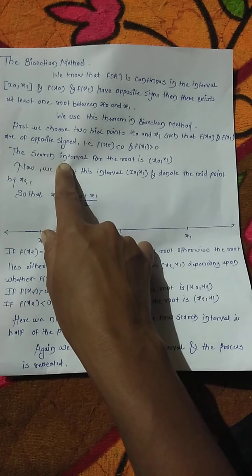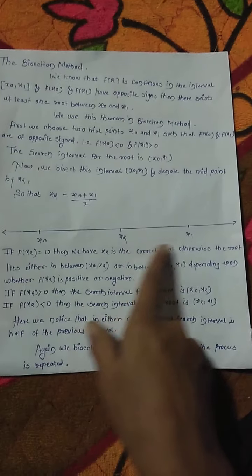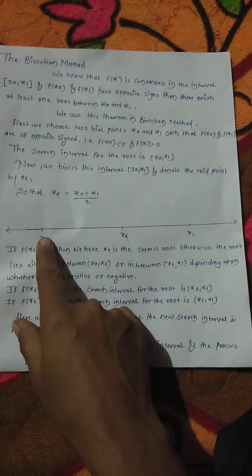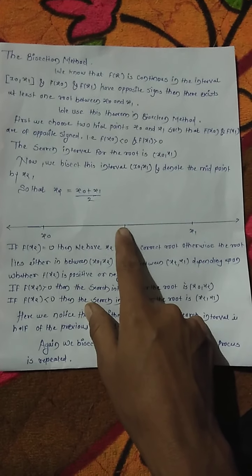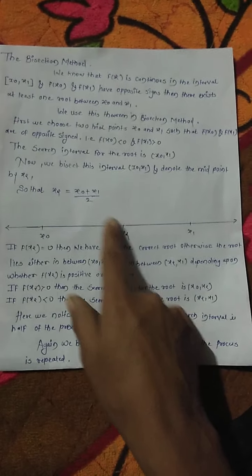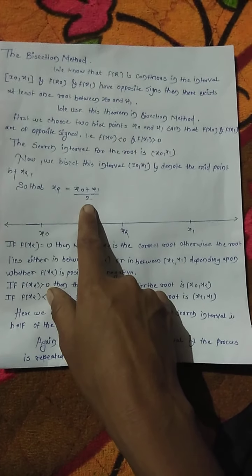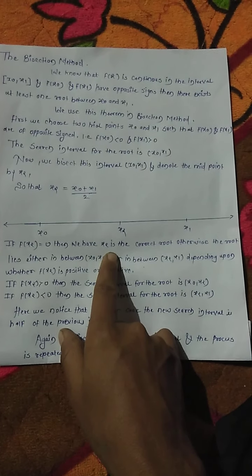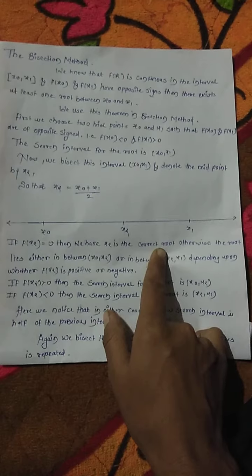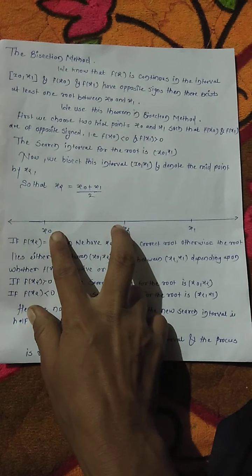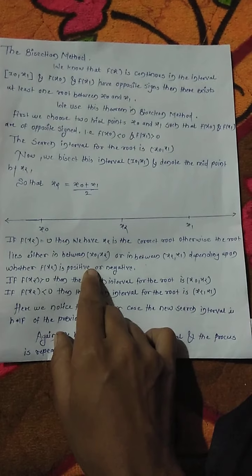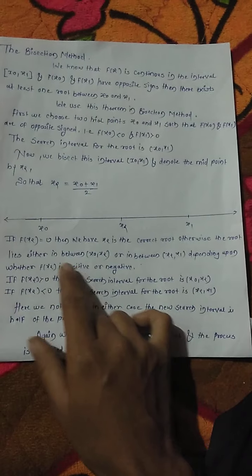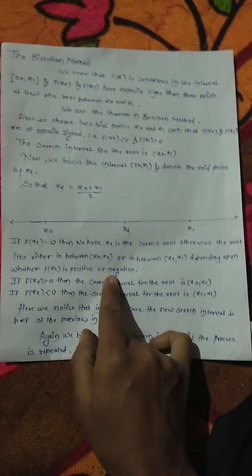The search interval for the root is the open interval x0 to x1. Now we bisect this interval and denote the midpoint x2. x2 is x0 plus x1 upon 2. If f of x2 is 0, then x2 is the exact root. Otherwise, the root lies in the open interval x0 x2 or in the open interval x2 to x1, depending upon whether f of x2 is positive or negative.